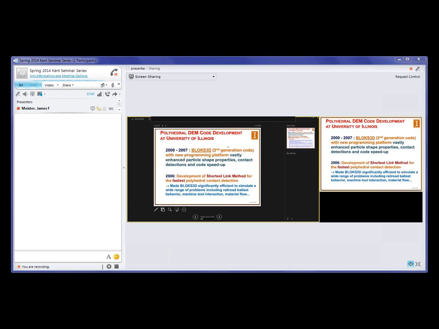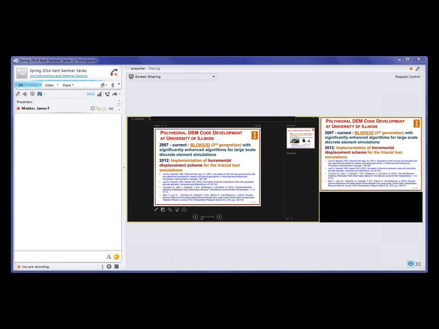In 2006, there was another method, called the shortest link method, introduced by Dr. Nezami, Professor Hashash's student. Instead of trying to find a common plane, it first finds the shortest link, which can save a lot of computational expense for much faster detection of the common plane and then detection of the contacts of particles. The current generation is the third generation of the code, BLOKS3D, with an enhanced algorithm for large-scale discrete element simulation. With it, we are able to simulate full-scale track and large-scale track tests.